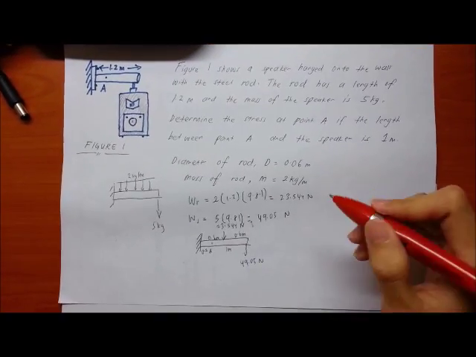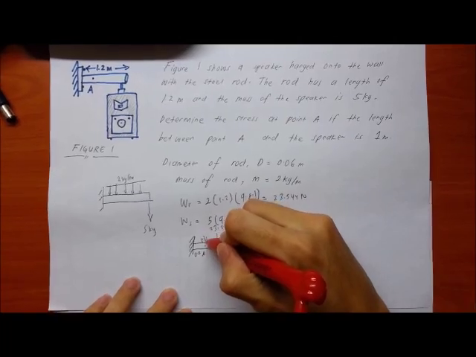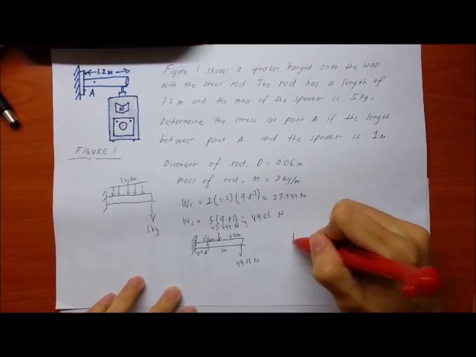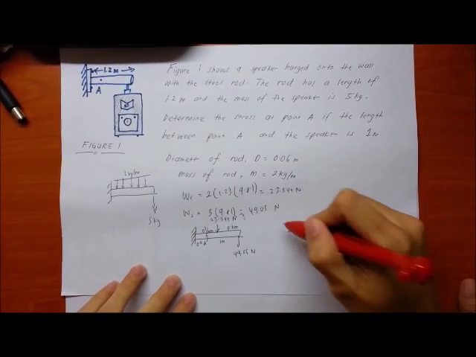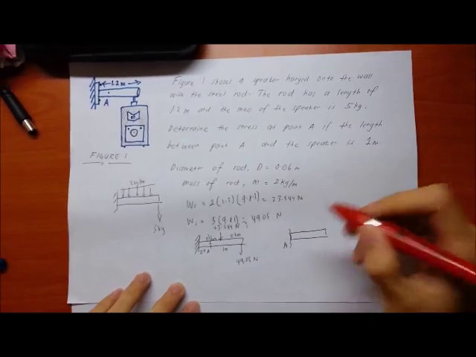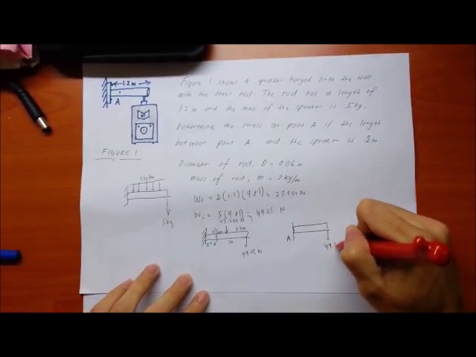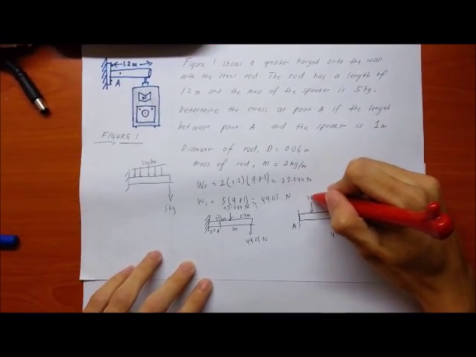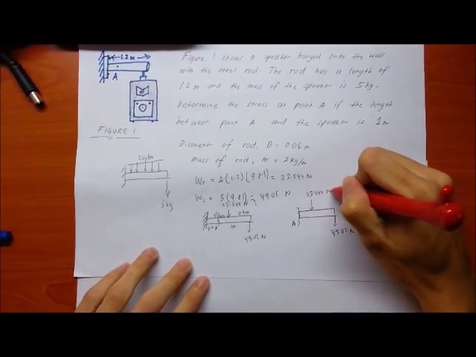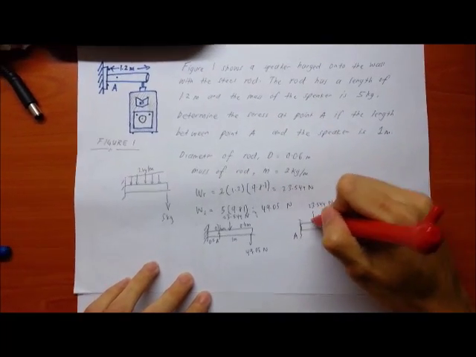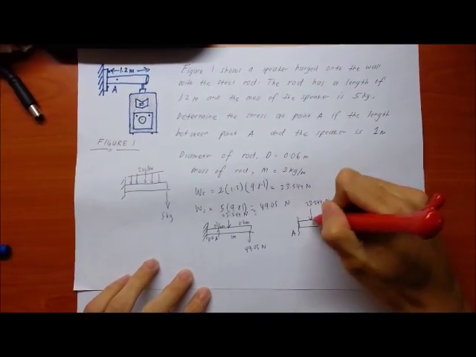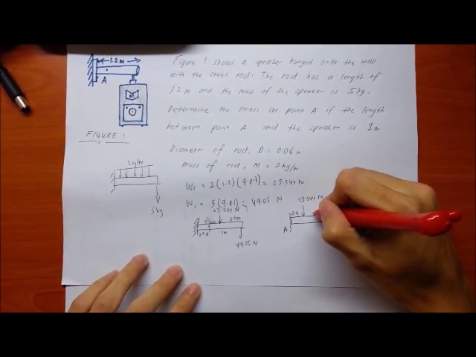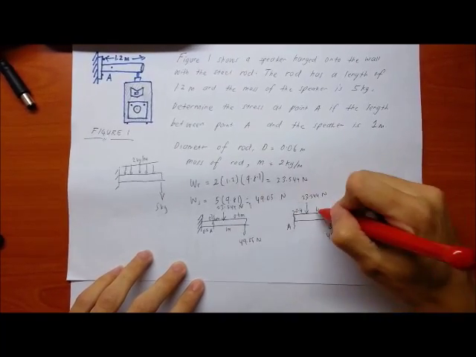Okay, next we need to cut at A and calculate the forces acting on this segment. Here is the cutting. Here is 49.05 Newton and here is 23.544 Newton. The length between A and the point load is 0.4, and here is 1 meter.